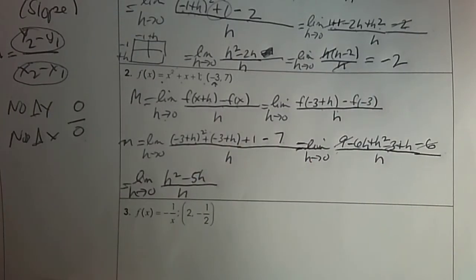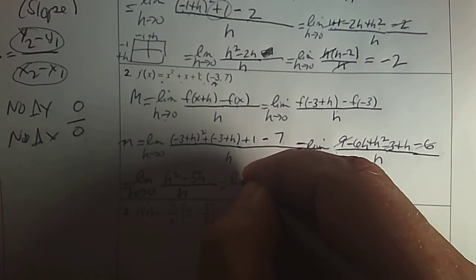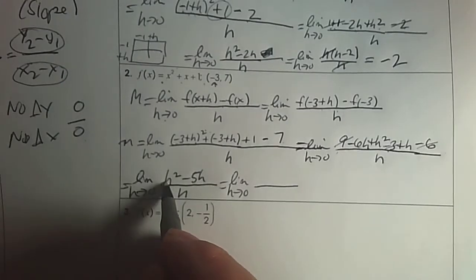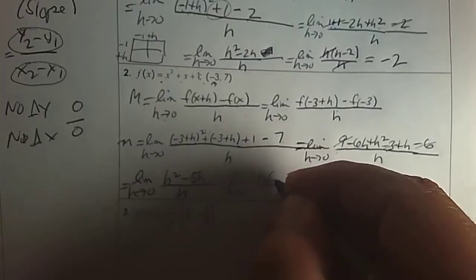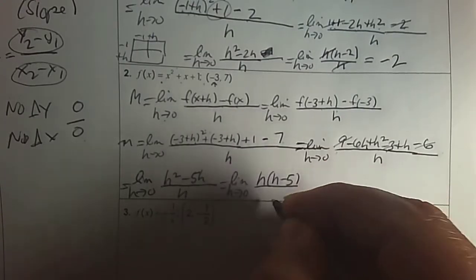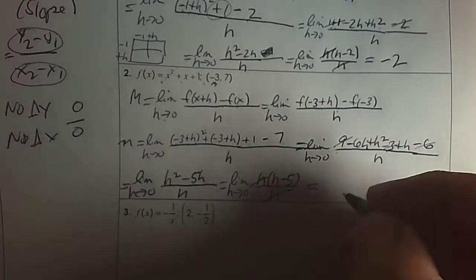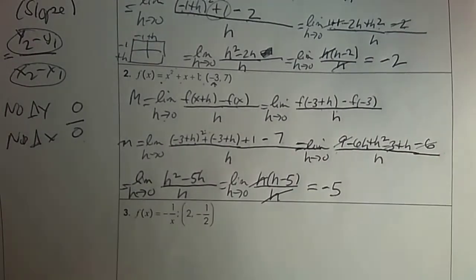I still can't plug in 0, but now I can factor. So it should be a lot simpler now. Factor out the h in the numerator. That's h subtract 5. Now we can divide out the h. Now we can substitute in. Now we know the answer is negative 5.